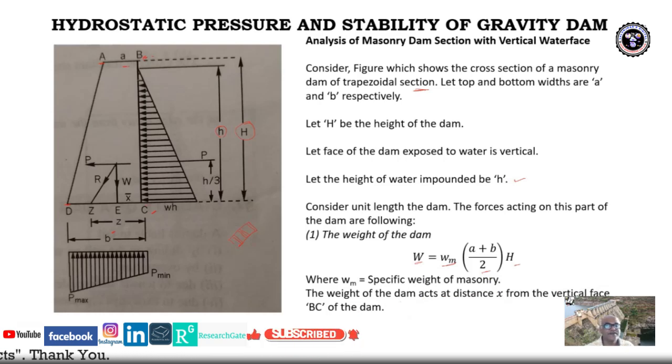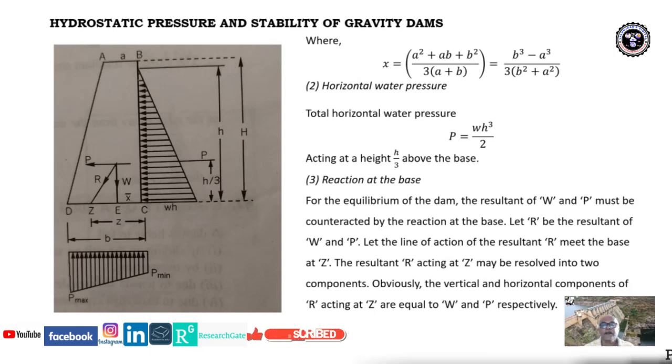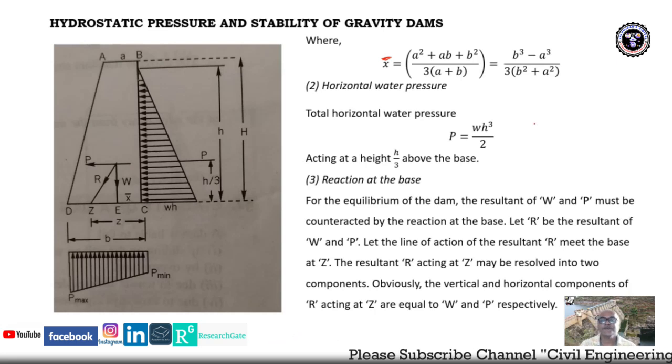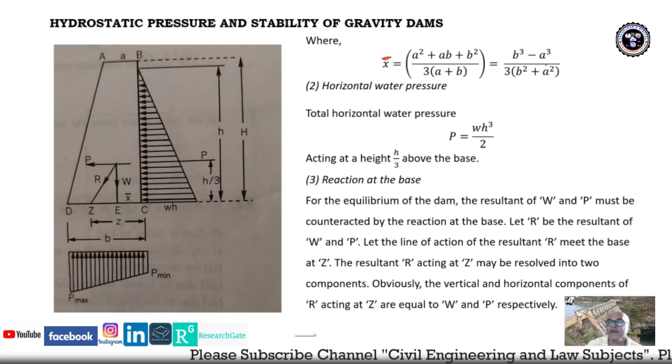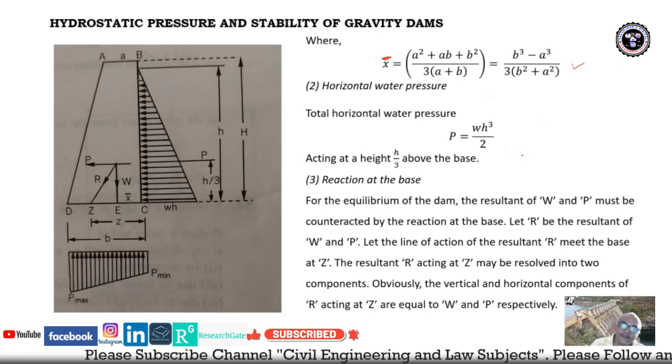So BC is the vertical face. Already we have defined this. Then x is equal to (a square plus ab plus b square) upon 3 into (a plus b). Actually it is x bar, the centroid. Already we have studied this in applied mechanics. x bar is equal to (a square plus ab plus b square) upon 3 times (a plus b), or (b cube minus a cube) upon 3 times (b square minus a square). This way we got that the weight of the dam will act at x bar.